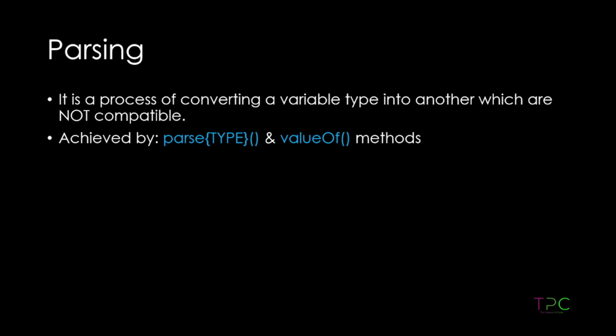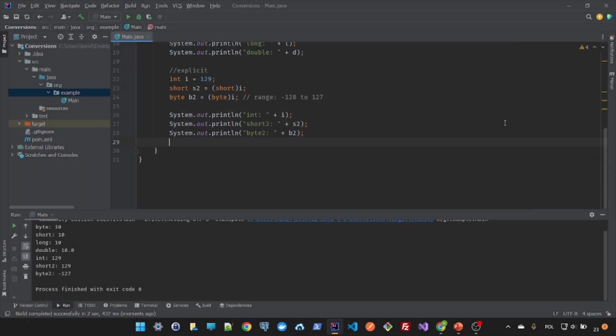And we achieve this by two methods. First, parse, and type, it could be integer, double, long, and etc. And value of, this is the second method. Okay, let's go to practice and see how it looks like. Okay, let's parse string into numbers.